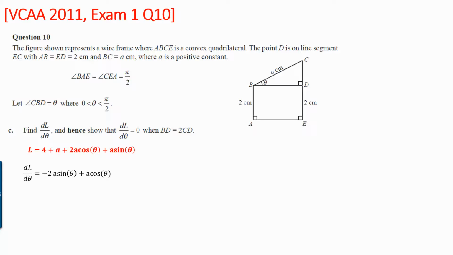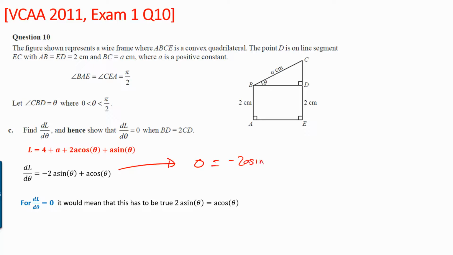If you let dL/dθ equal 0, then by rearranging the equation, that would imply that 2A sin θ equals A cos θ. All I'm saying is, if this equals 0, negative 2A sin θ plus A cos θ, then if I add 2A sin θ to both sides, I get 2A sin θ equals A cos θ. That definition will be true if it's equal to 0.